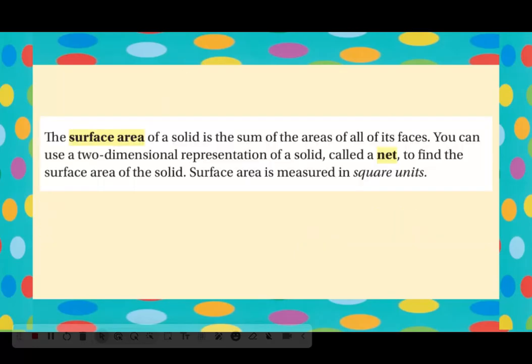So surface area is the sum of the areas of all its faces. So we have a three-dimensional figure. A rectangular prism, we know, has 6 faces. So we're going to add up the area of each side: top, bottom, front, back, side, side. When you lay it out, it's called a net, and we're measuring in square units.